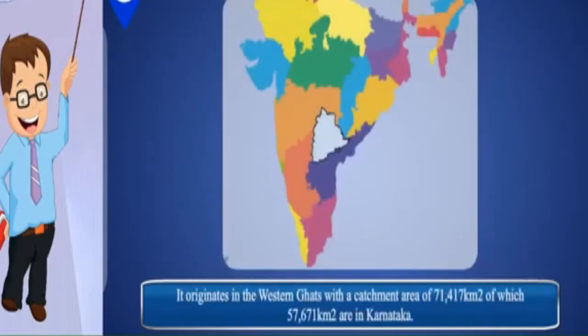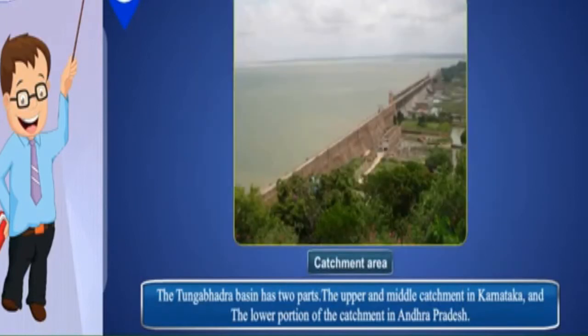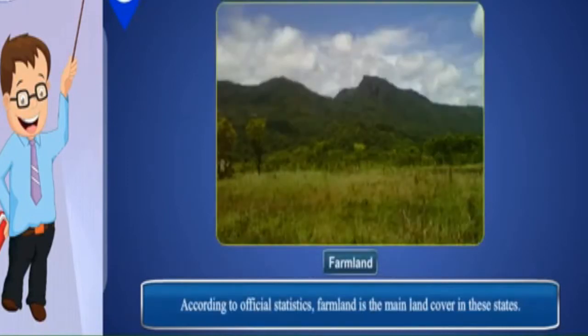It originates in the Western Ghats with a catchment area of 71,417 km², of which 57,671 km² is in Karnataka. The Tungabhadra basin has two parts: the upper and middle catchment in Karnataka and the lower portion of the catchment in Andhra Pradesh. According to official statistics, farmland is the main land cover in these states.